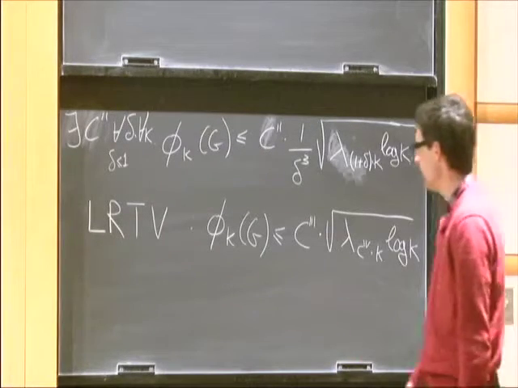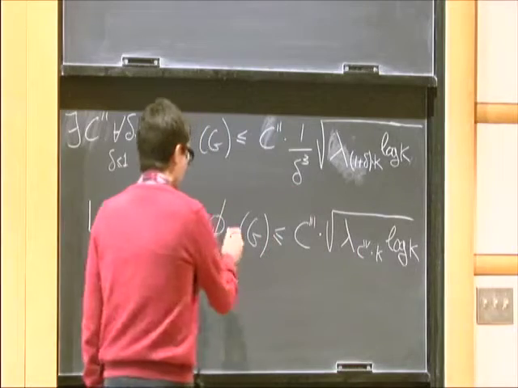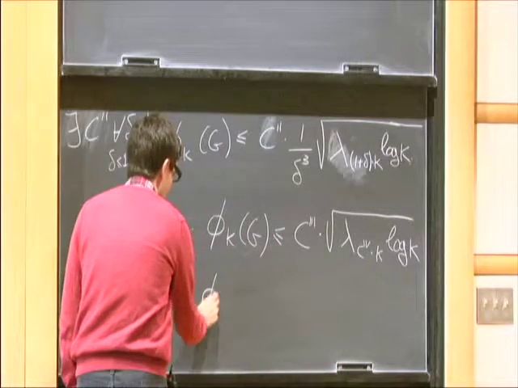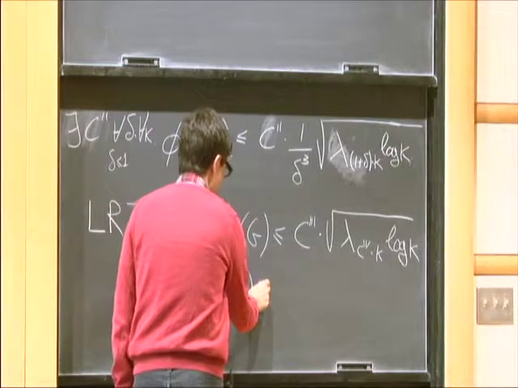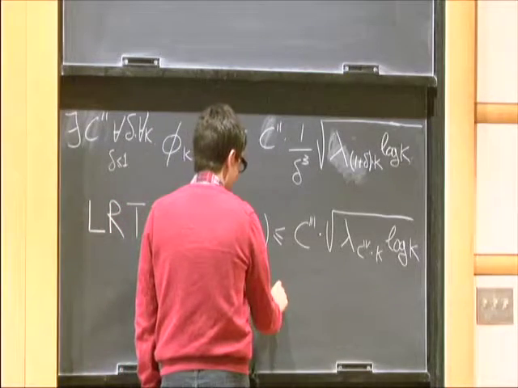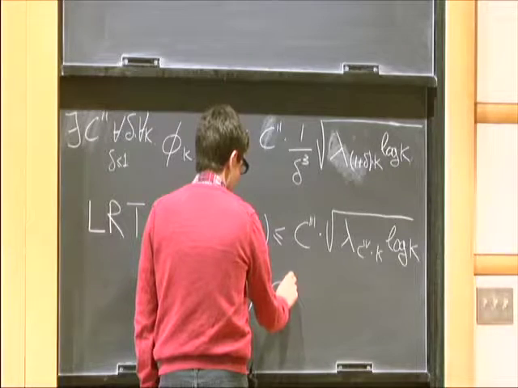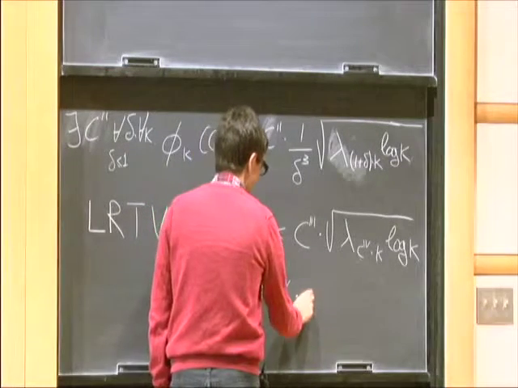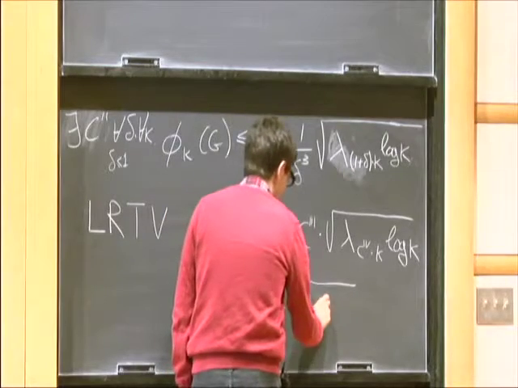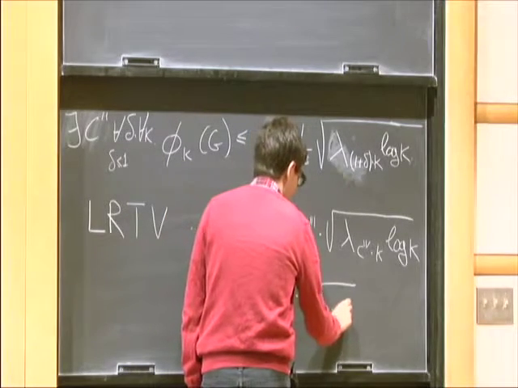And so those results are tight in the sense that there are families of graphs where this parameter is a constant times the square root of say lambda 2k times log k.